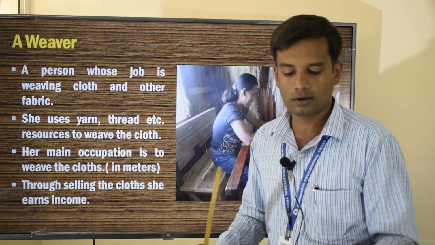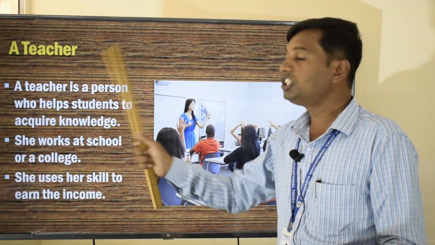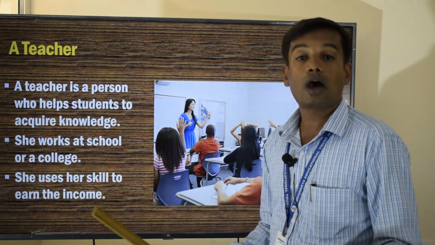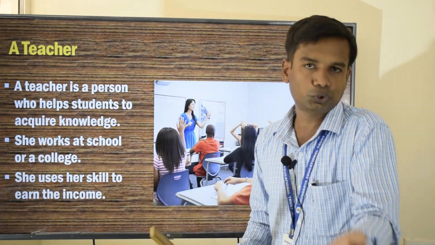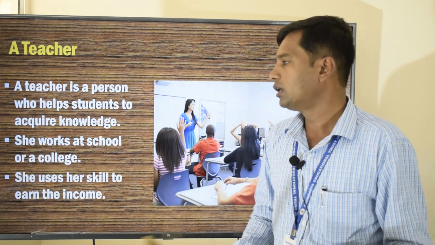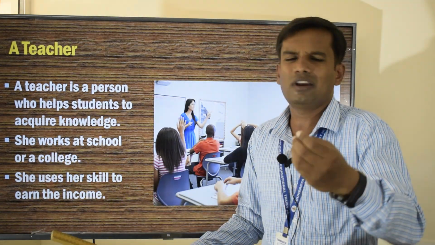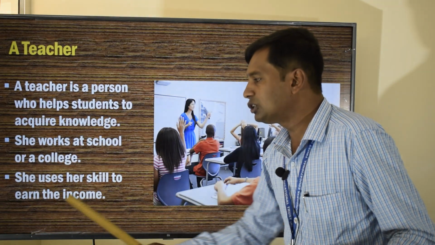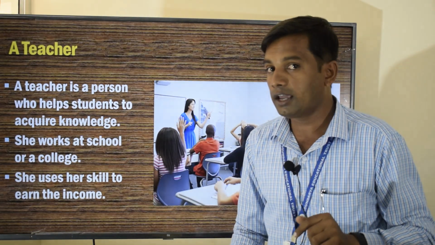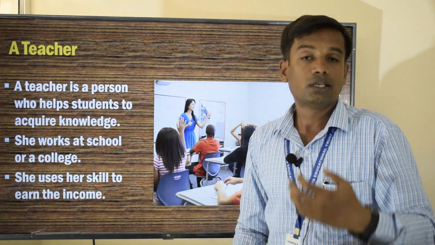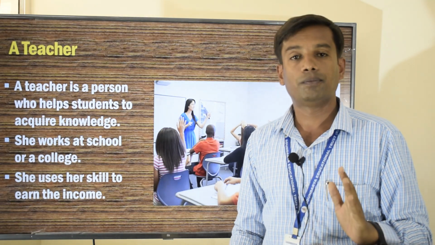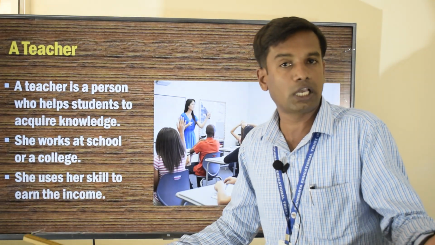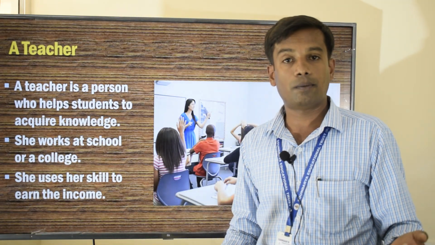This is the second person. Third personality, a teacher. A teacher is a person who helps students to acquire knowledge. Who is a teacher? Who helps students to get the knowledge. She works at a school or a college, maybe in any educational institution. Of course, we know this thing. She uses her skill to earn the income. Here a very important thing, she delivers the knowledge to students. She is using her skill to provide the education. So it is very important. Otherwise, without skill or knowledge, she cannot earn the income.